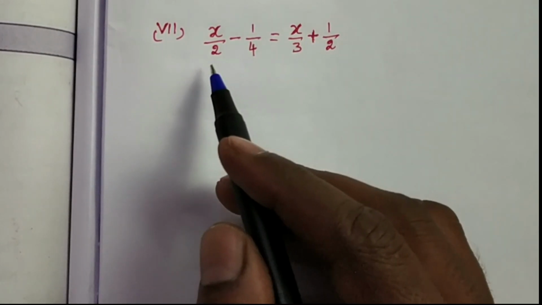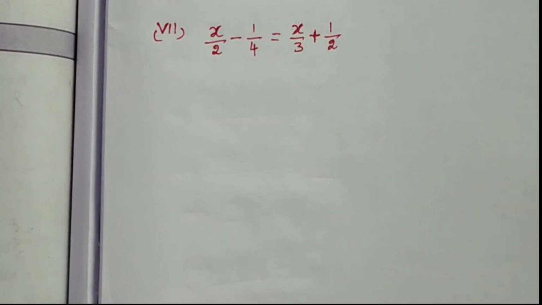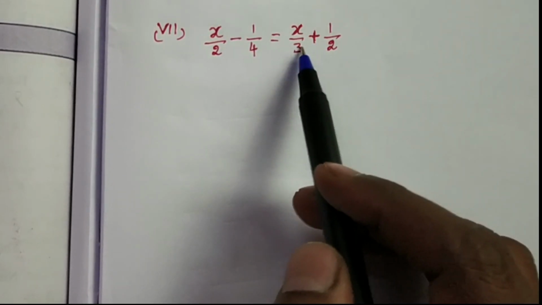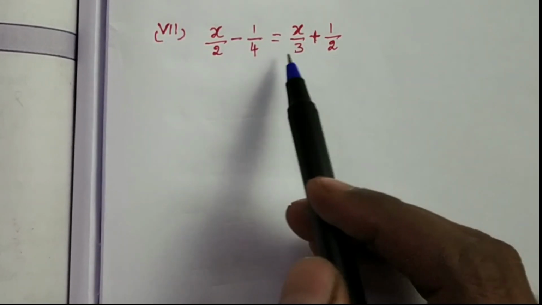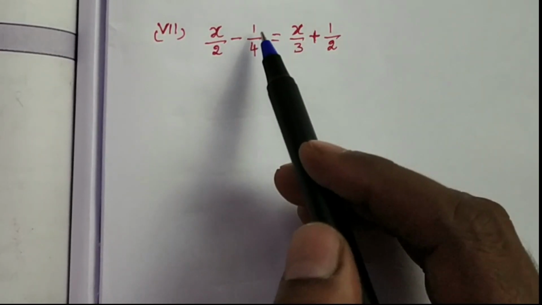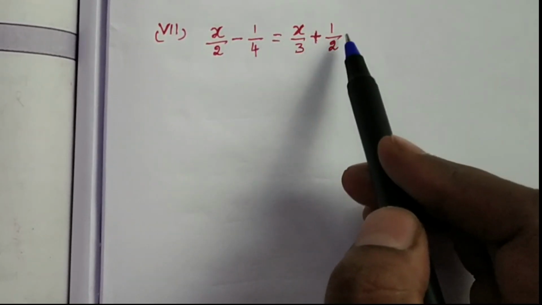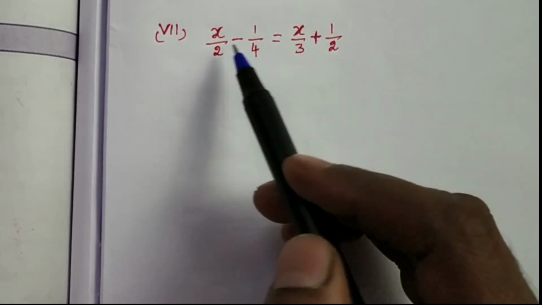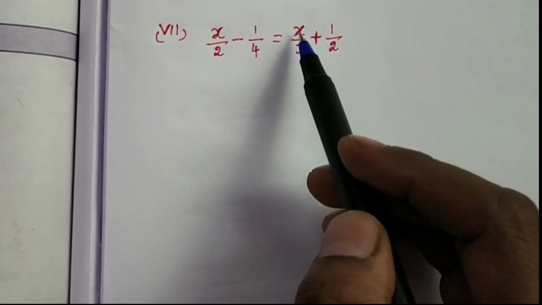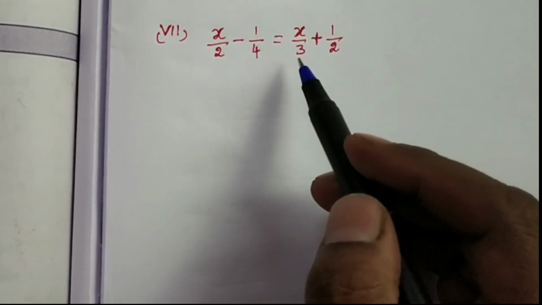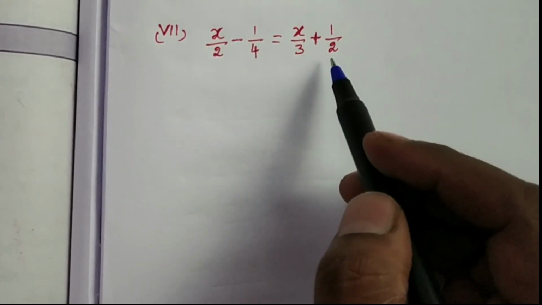The next problem is the seventh problem, that is x by 2 minus 1 by 4 is equal to x by 3 plus 1 by 2. How can we solve it? Observe these two sides. Minus 1 by 4 and plus 1 by 2 are the numerical terms. The x by 2 and x by 3 are algebraic terms. So send algebraic terms to one side and numerical terms to one side.